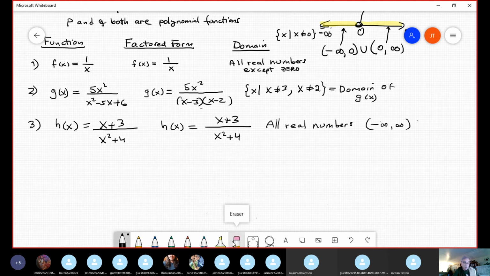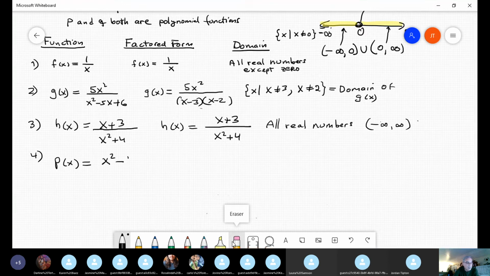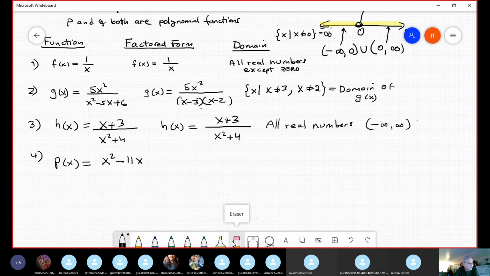Example, the last one of this part, I promise. Number 4. The name of the function is p. p of x is equal to x squared minus 11x plus 30. A polynomial, in this case a trinomial. Another is x squared minus 9x plus 18.